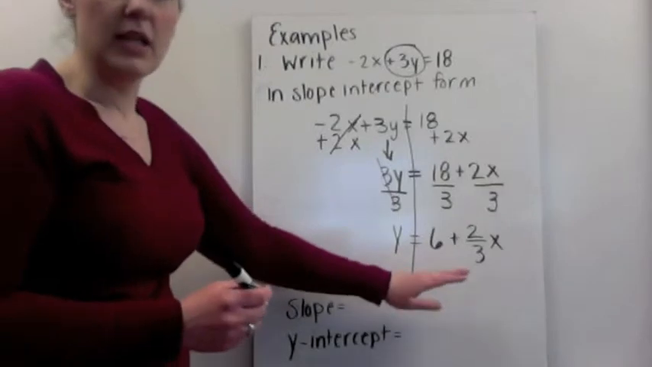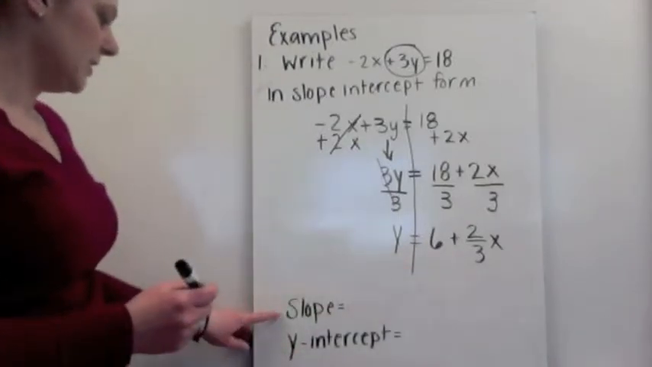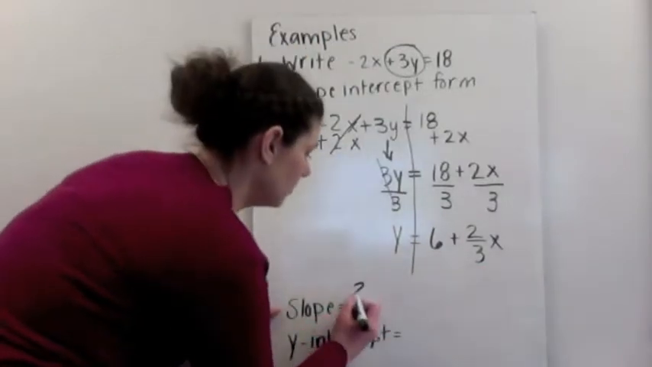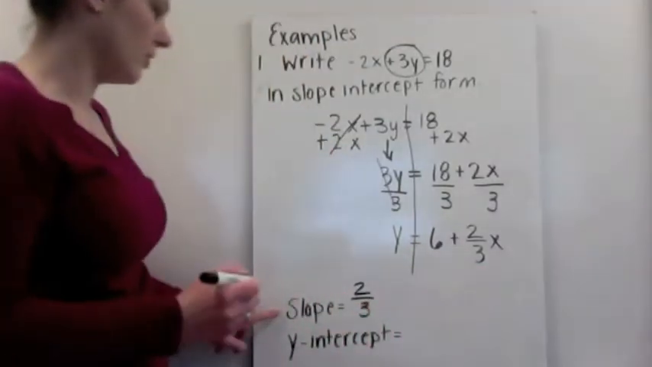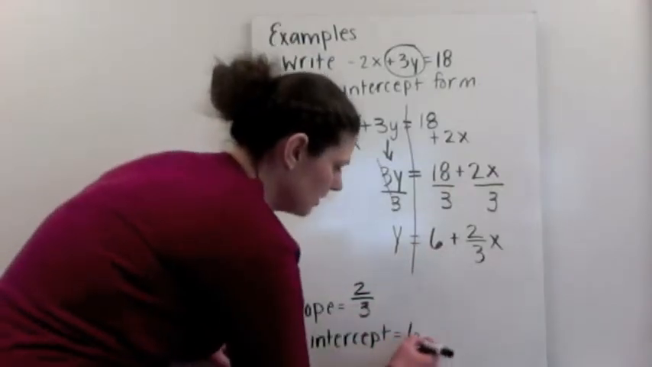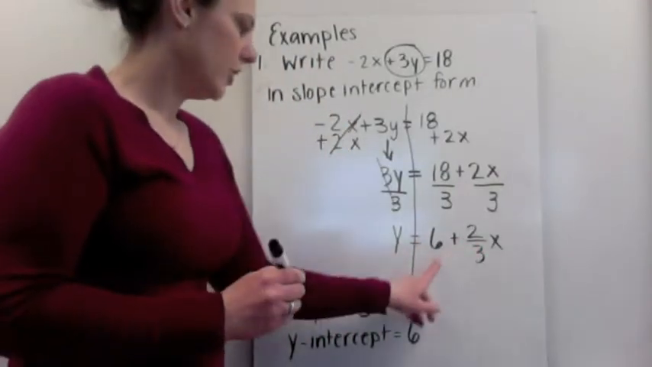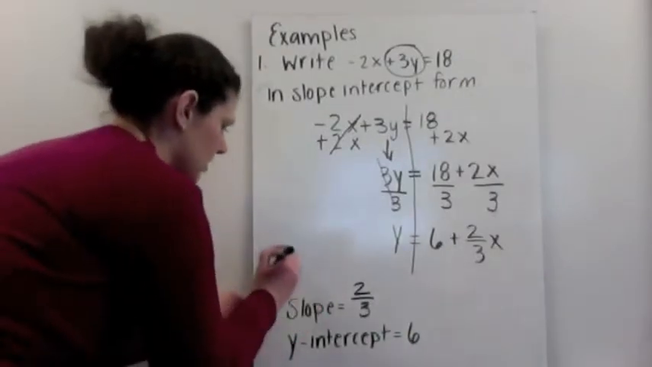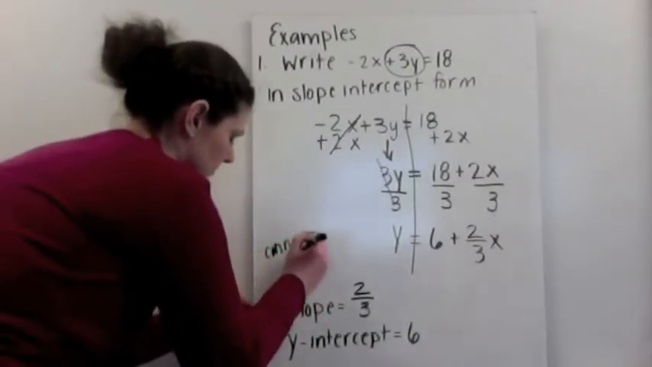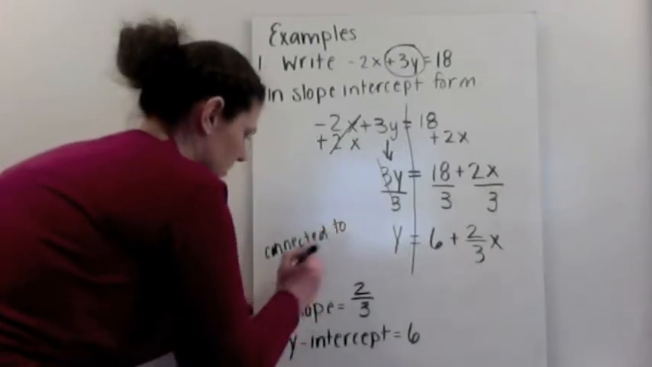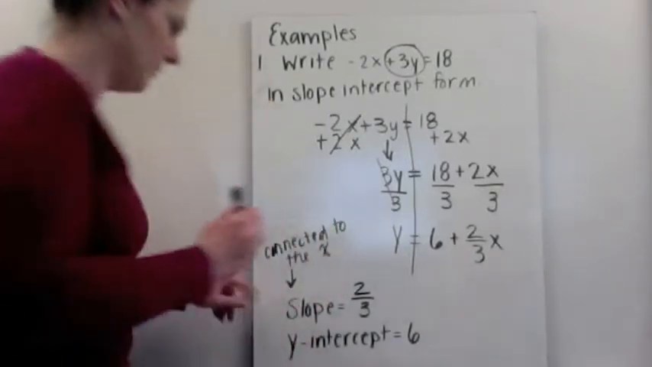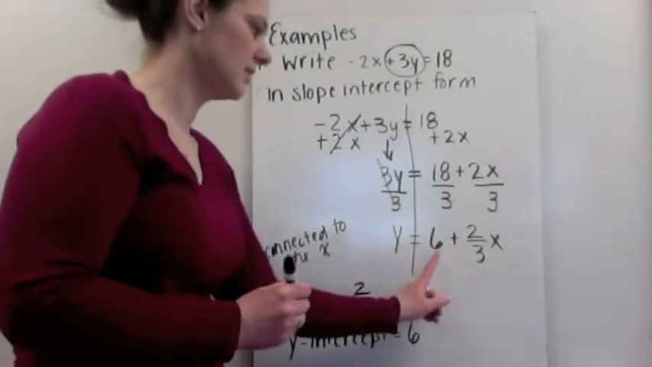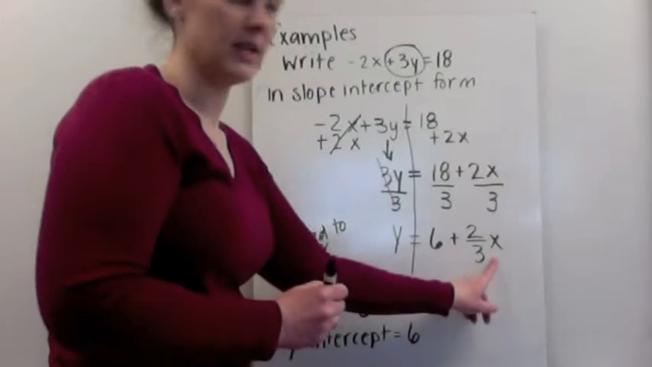Now that we have it solved for y, we can look at this and say, well, what's our slope? Our slope is 2 thirds because that's what's connected to our x variable, and our y-intercept is 6. Okay? It doesn't matter which order these are in, as long as we know that slope is connected to the x. You might want to make a note of that. Slope is always what's connected to the x. It's not necessarily the first one. It's always what's connected to the x.